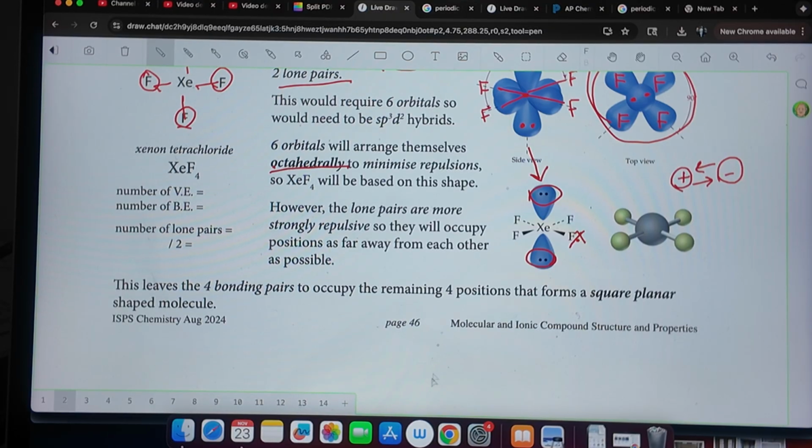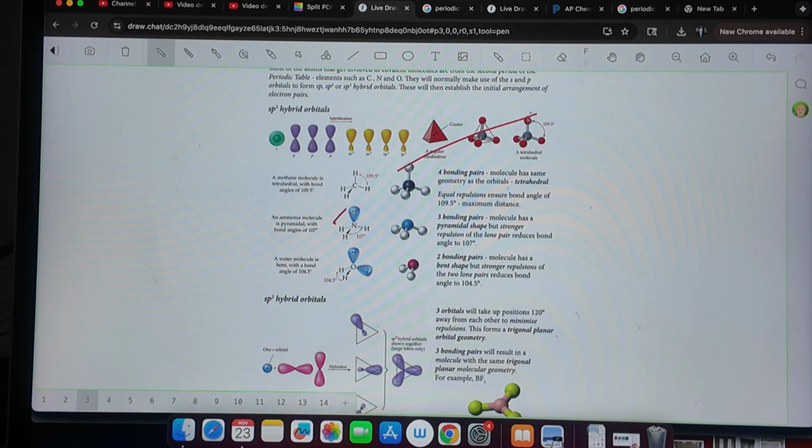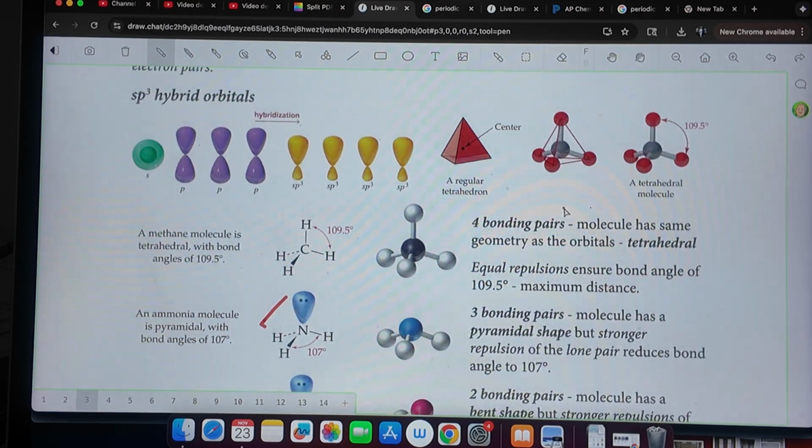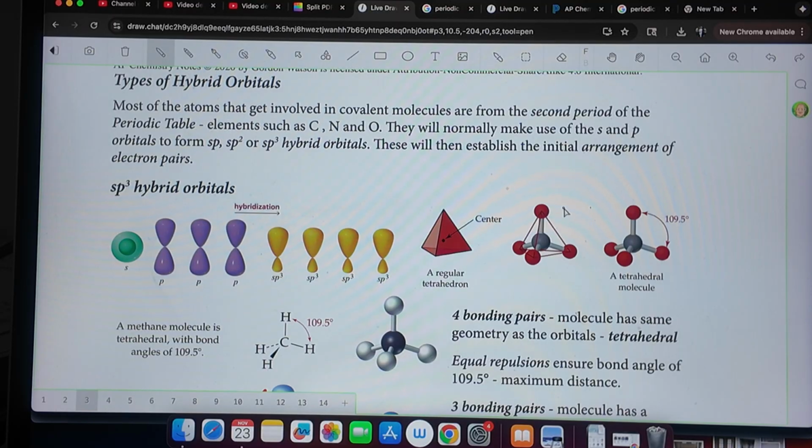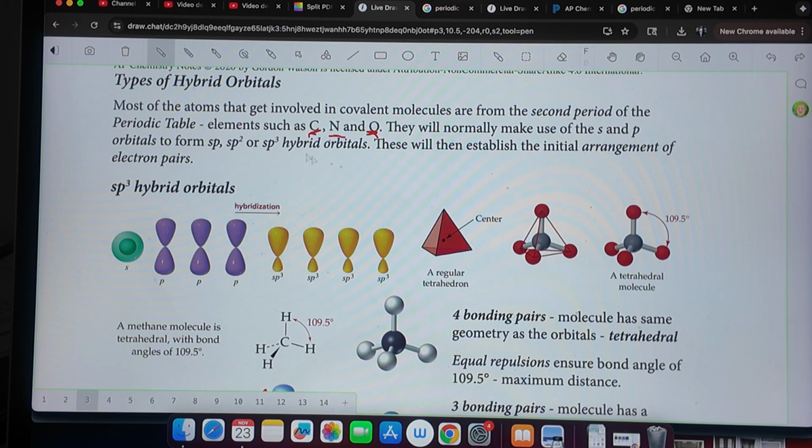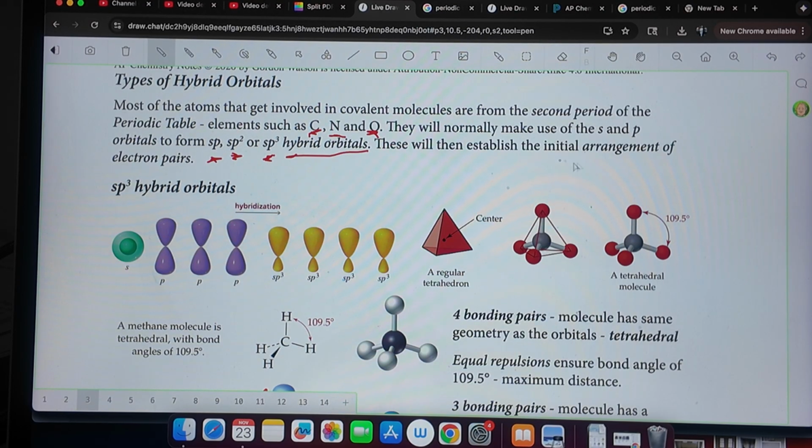It's a lot of pages in this section. Okay, we know a lot of this already. Most of the atoms that get involved with covalent molecules from the second period of the periodic table, such as carbon, nitrogen, oxygen, some of the more popular elements, normally make use of S and P orbitals to form sp, sp2, and sp3 hybrid orbitals. Then they establish the initial arrangement of electron pairs.